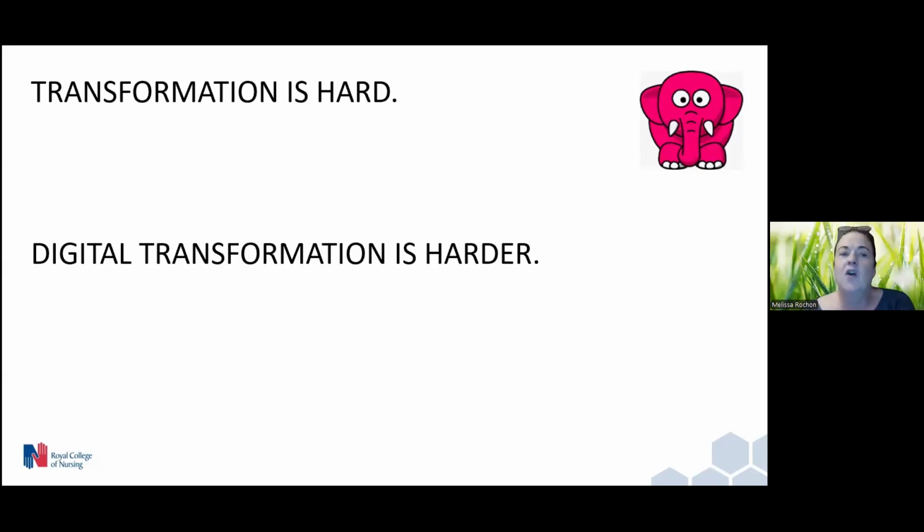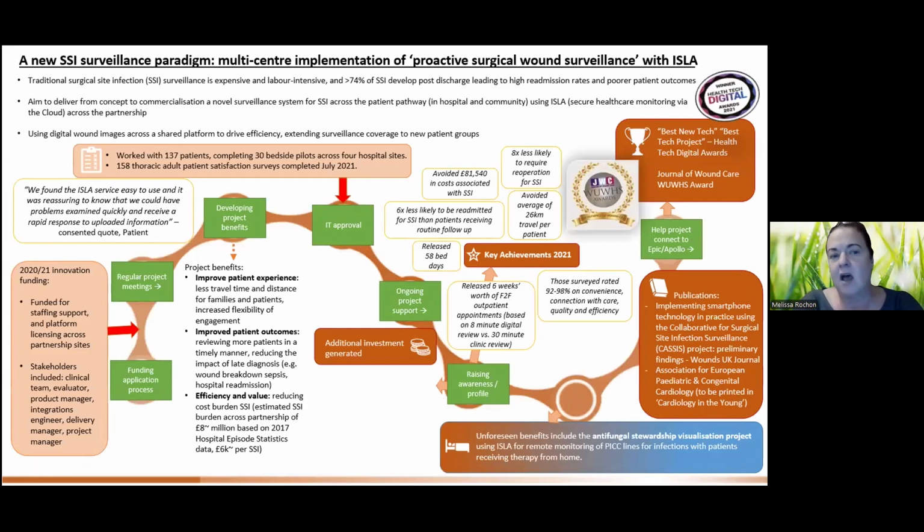But make no bones about it, transformation is hard, and digital transformation is even harder. Realistically, it's very easy to say we're doing remote wound monitoring, but we have done a lot of work to get this up and running. It's a busy slide, but we had to go through finance, we had to go through a competitive tender process to work with ILA. We had to develop the platform so that it was fit for use with our patients. And this is ongoing work that we are still continuing to drive improvements.